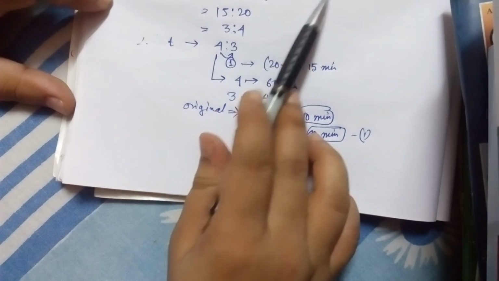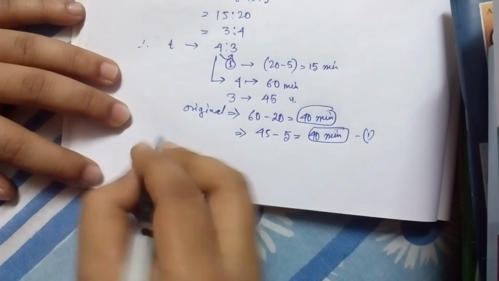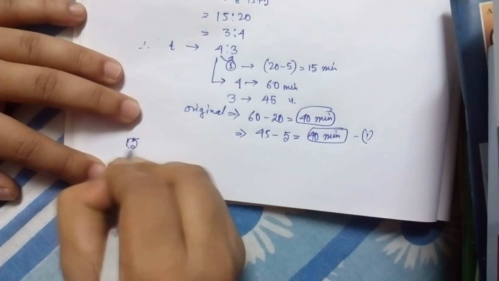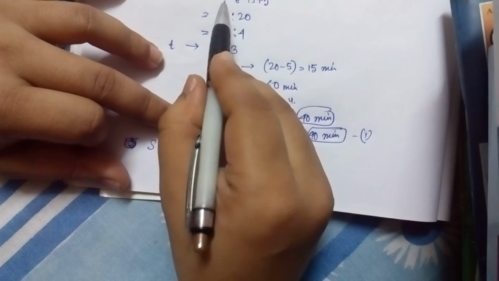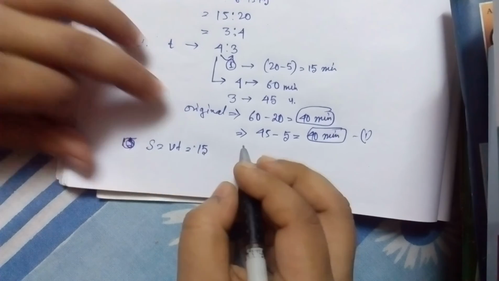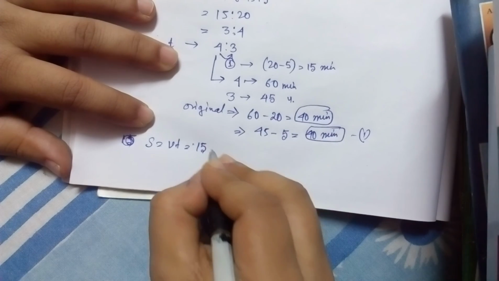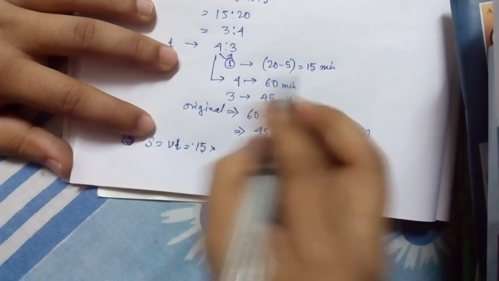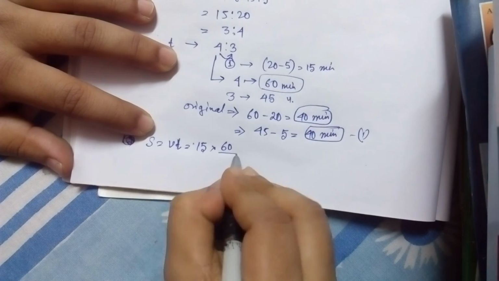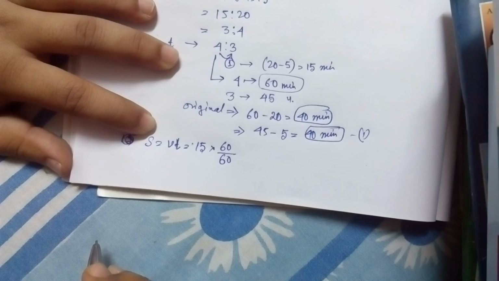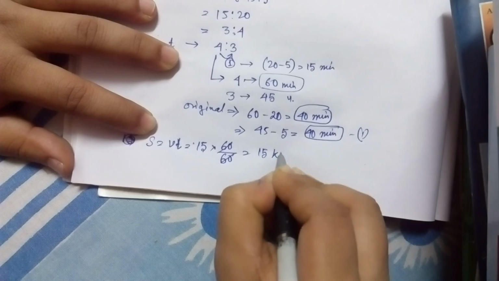And the distance between his school and the house will be calculated by, as we know, S equals V into T. So the first instance it was 15 kilometers per hour into T. The value of T we have got is 60 minutes. As it is in minutes, we need to convert it into hours, so we divide it by 60. Here it gives 15 kilometers.